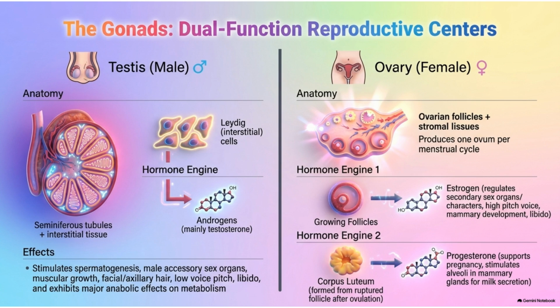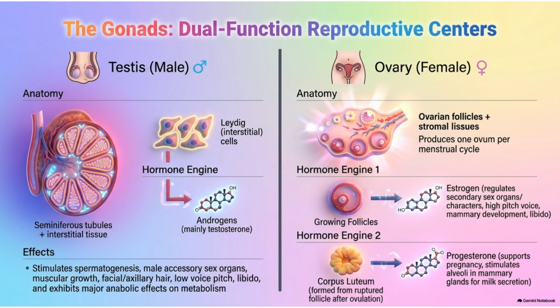Ovary. Females have a pair of ovaries, located in the abdomen. Functions: the ovary is the primary female sex organ. It produces 1 ovum during each menstrual cycle. It also functions as an endocrine gland. Ovaries produce 2 groups of steroid hormones, estrogens and progesterone. The ovary consists of ovarian follicles and stromal tissues.